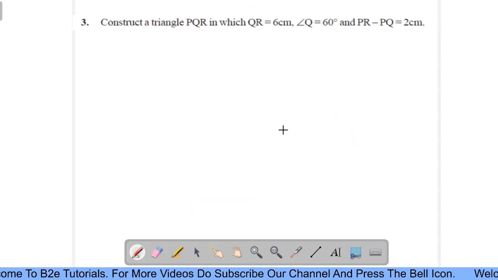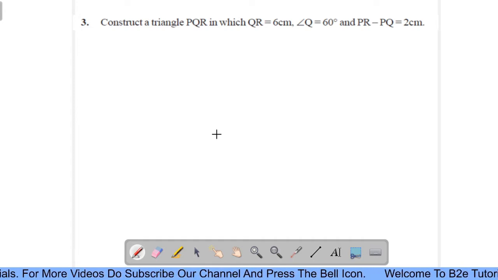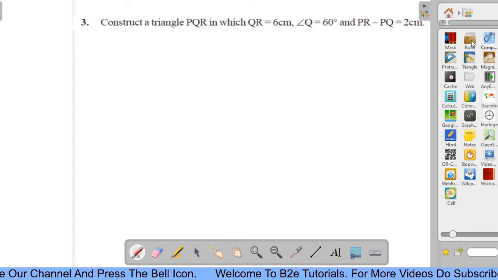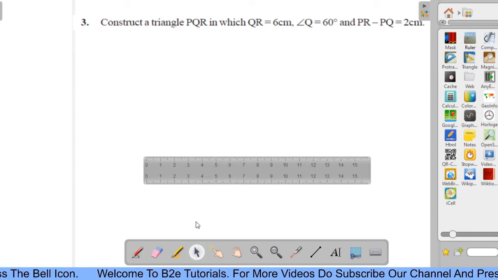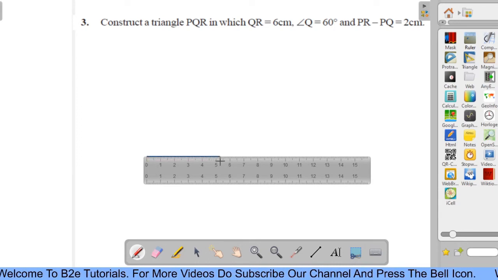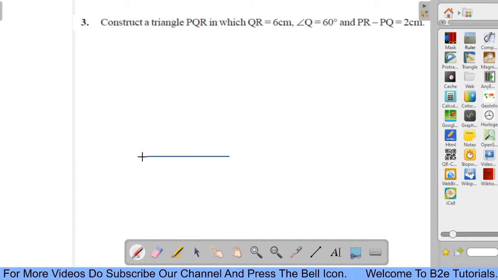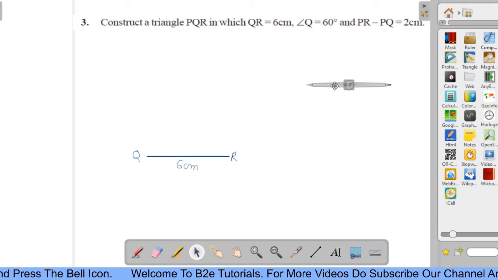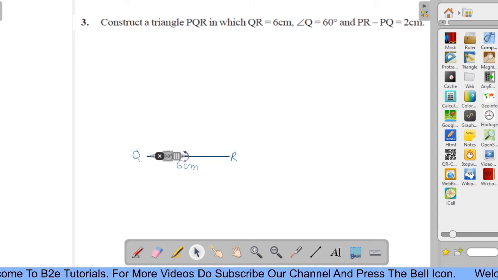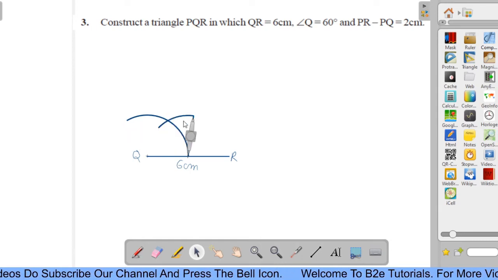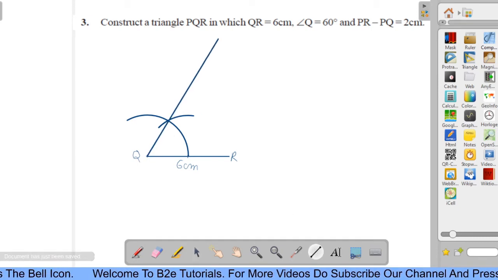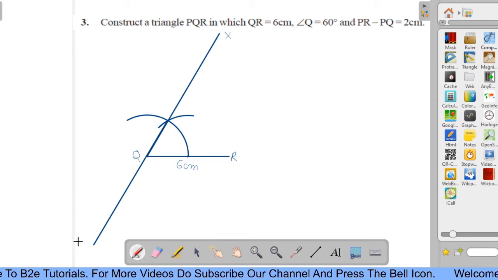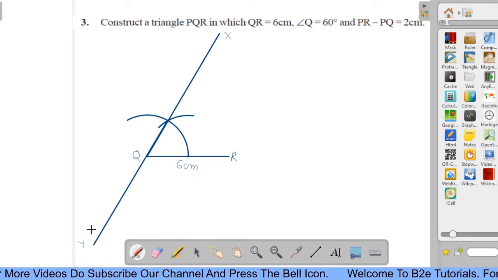Now come to next question. Question number 3. Construct a triangle PQR in which QR equal to 6 centimeter, angle Q equal to 60 degree, and PR minus PQ equal to 2 centimeter. Here draw a line segment QR equal to 6 centimeter. From Q, draw an angle of 60 degree. Here angle XQR equal to 60 degree.